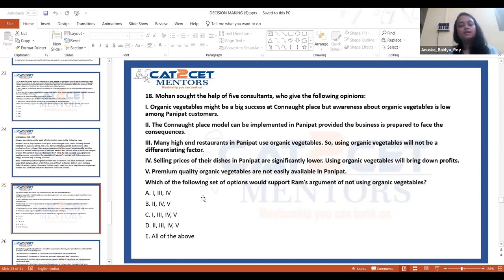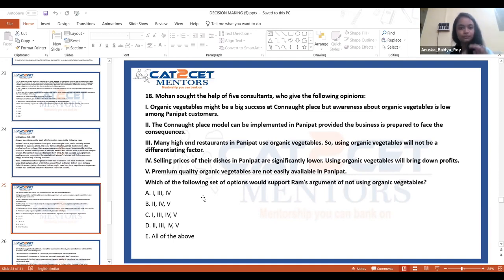Fourth देखते हैं. Selling price of their dishes in Panipat is significantly lower. Using organic vegetables will bring down profits. Good argument, right? From a businessman's point of view, good argument. If I use organic vegetables, my profits will come down. That is why I am not using them. So, the strong argument, in fact, according to me, the strongest argument, right? 1 is a strong argument, but 4 मुझे थोड़ा ज़्यादा लग रहा है. It might vary according to you. But then 3 से तो दोनों ही बेहतर हैं और 2 तो है ही नहीं argument.